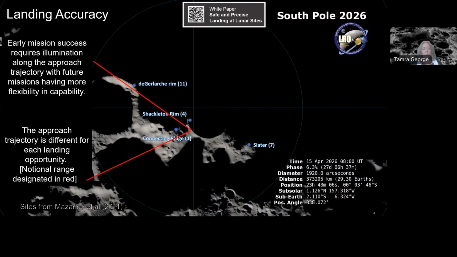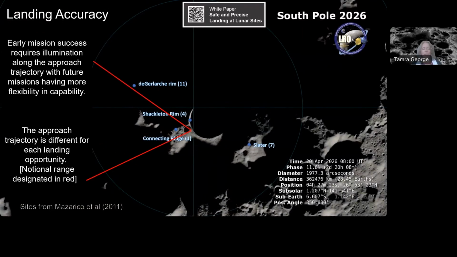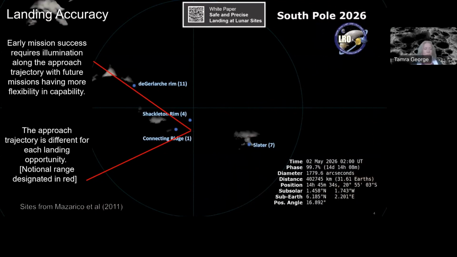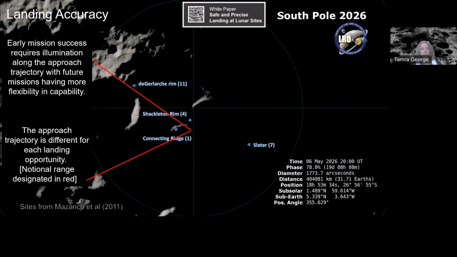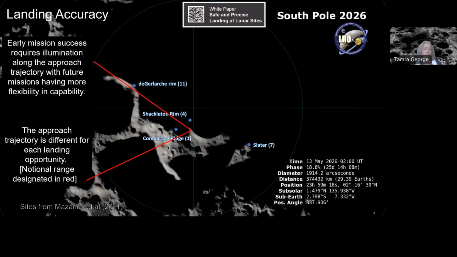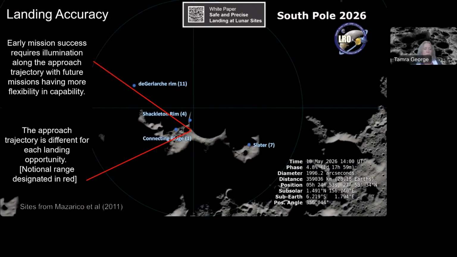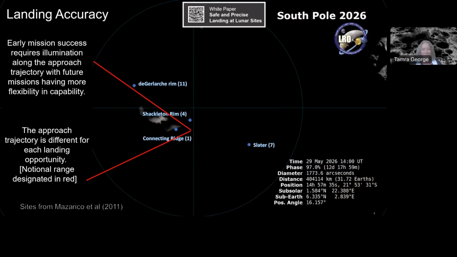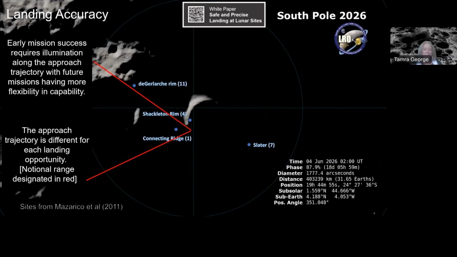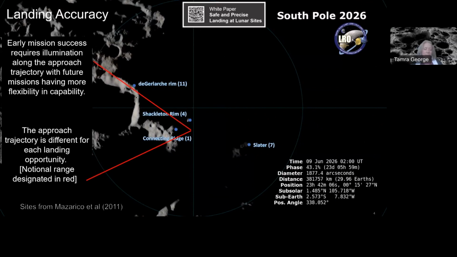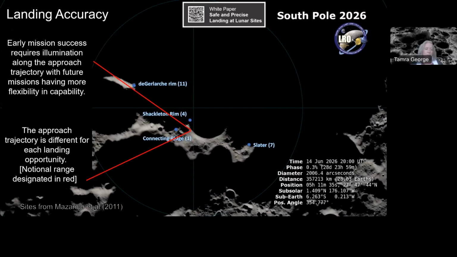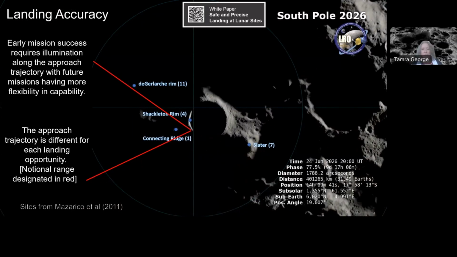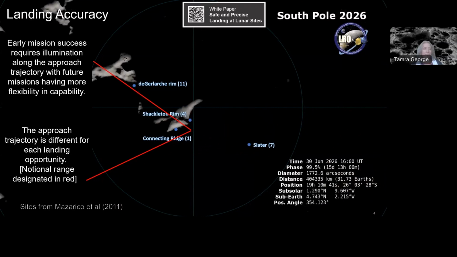So the red lines there, it's just a notional range, right? That approach trajectory shifts depending on that landing site and our trajectory. So there is a white paper out there on also safe and precise landing. Go check it out. And the sites that are listed there are part of Erwin Mazarico's paper in 2011. So it's a public study you can look at as well. Next slide.